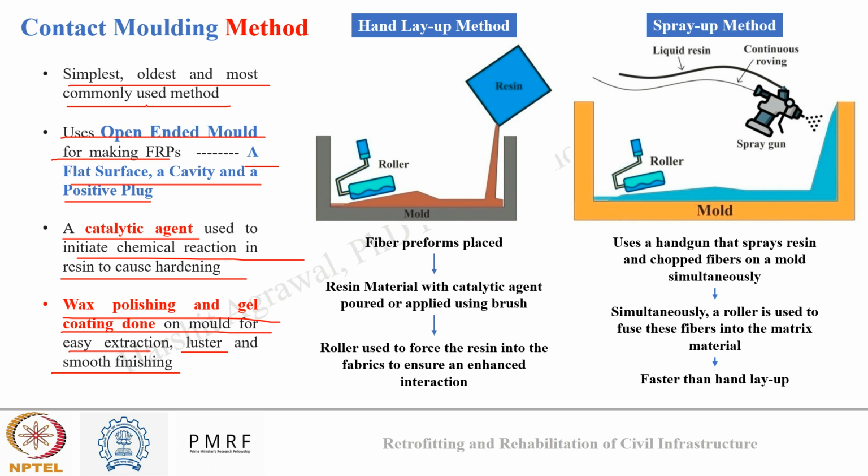Now in contact molding, there can be two types of methods. First is hand layup method.